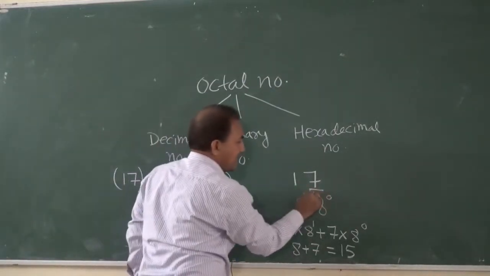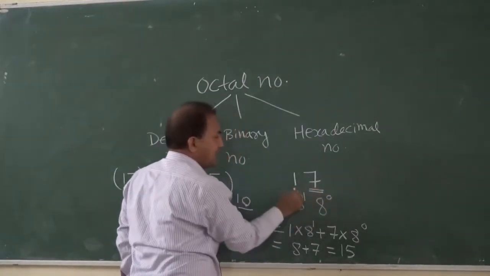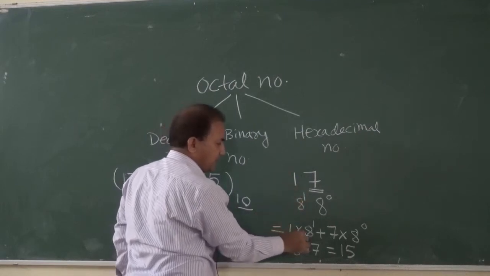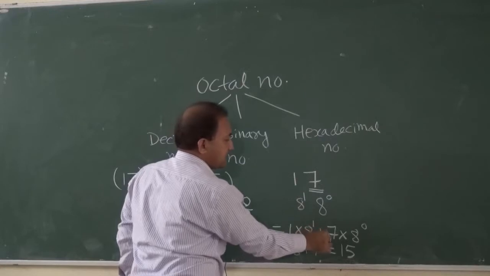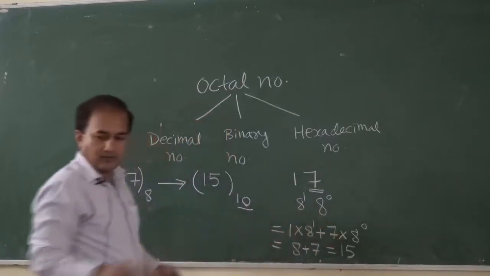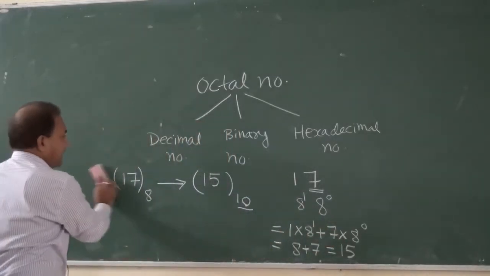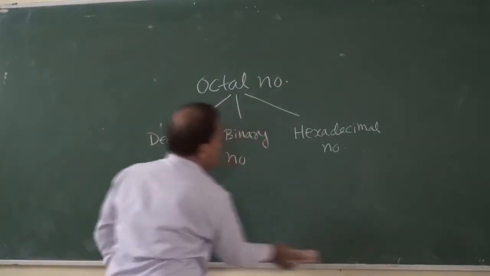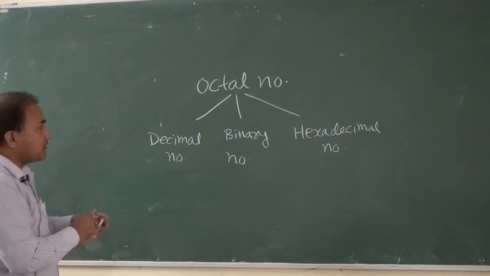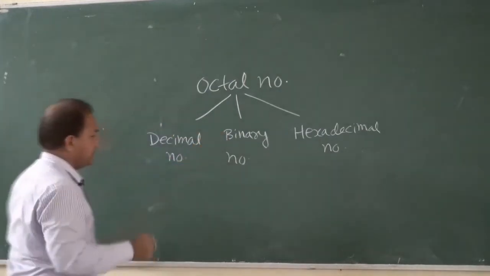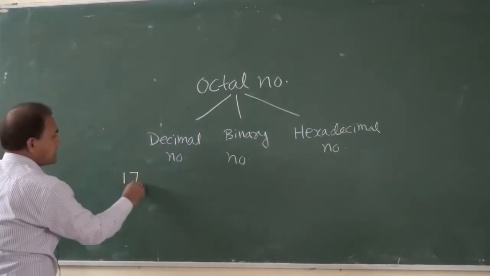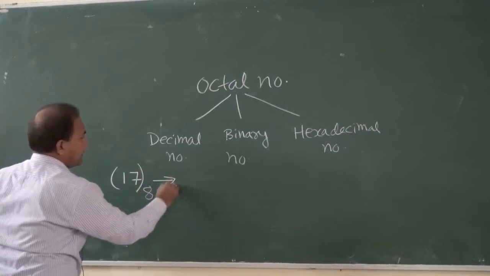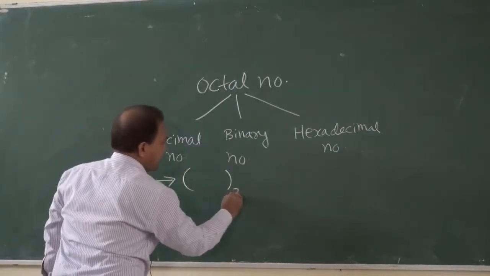Its positional values are 8 to the power 0, 8 to the power 1. We have to multiply 1 into 8 to the power 1 plus 7 into 8 to the power 0. Okay. Then second is converting any octal number to a binary number. Suppose the same number 1 7, which is in octal. How can we convert this to a binary number?